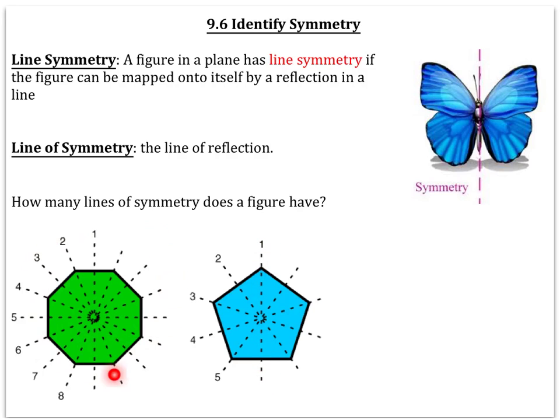Similarly, for this octagon we have 8 lines of symmetry. So you'll see a pattern that in regular polygons you have as many lines of symmetry as you have sides or vertices.